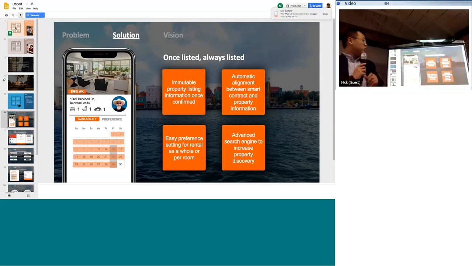first of all, it allows you to list your properties. We're using the immutability property of blockchain. So basically, you can list your property there. Once it's listed, it's always listed. And then it's easier for the landlord to manage how you want to list it out. It could be listed as a whole, or maybe by rooms as well.